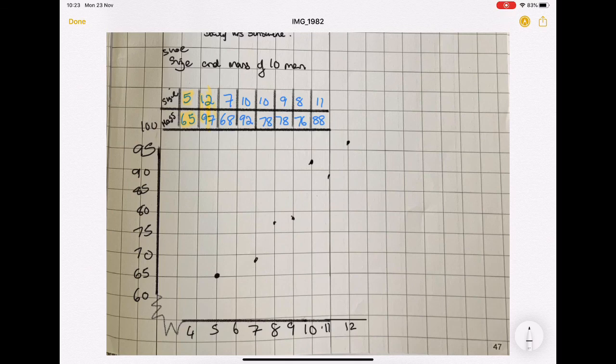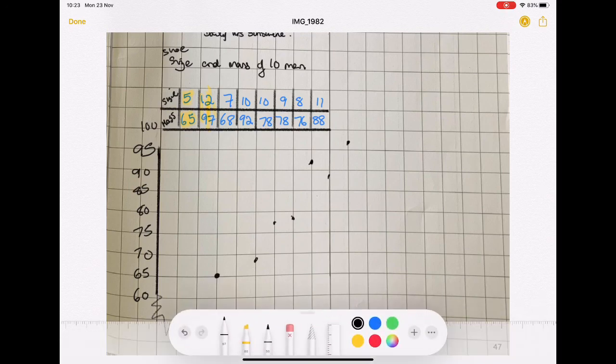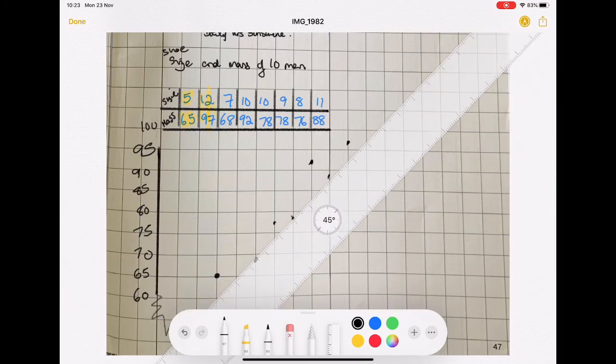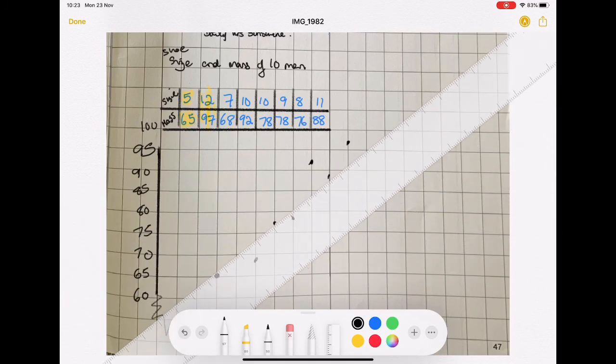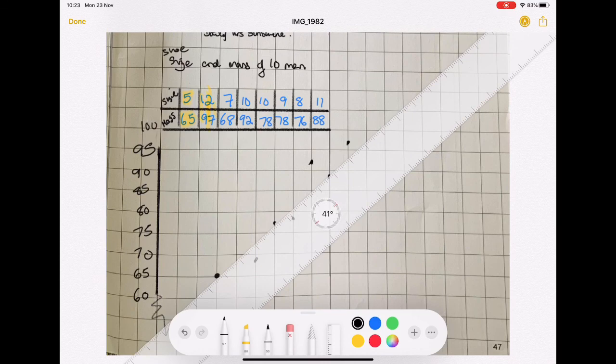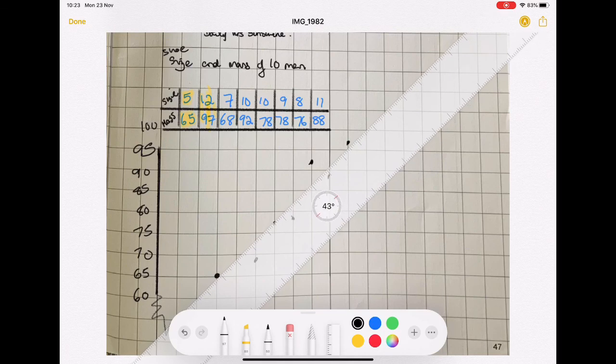So this is a 2-part question. You get 2 marks for this, because you'd need to have your accurate line of best fit. So you're going to position your ruler between all of your points. And you need to aim to get that so that you've got the same amount of points on each side. So how many have I got there? I've only got 2 there. So I need to shift my ruler up a little bit.